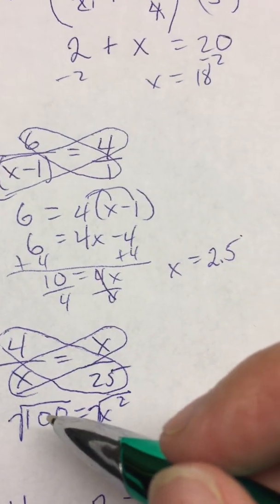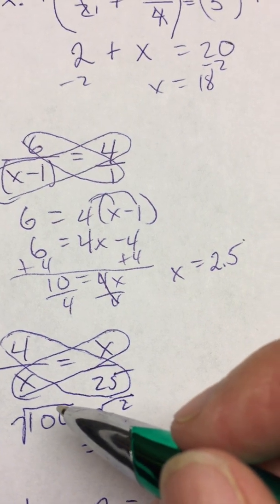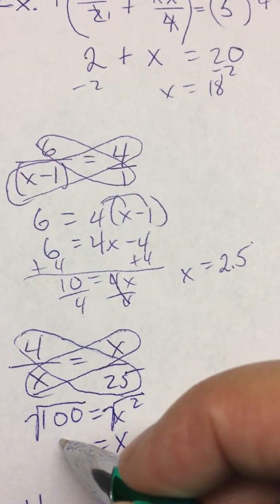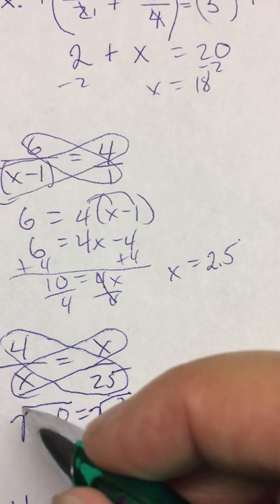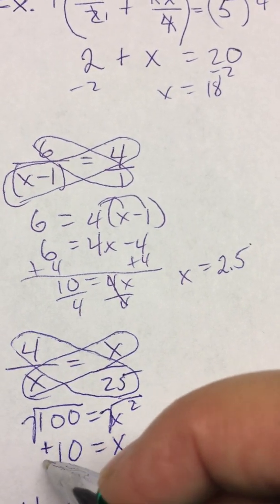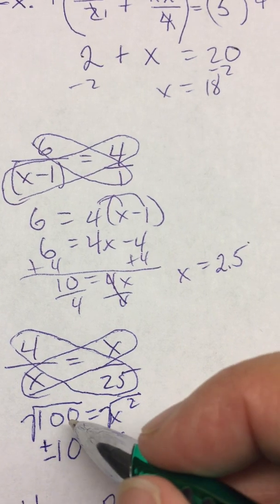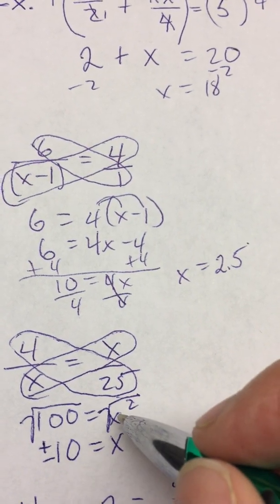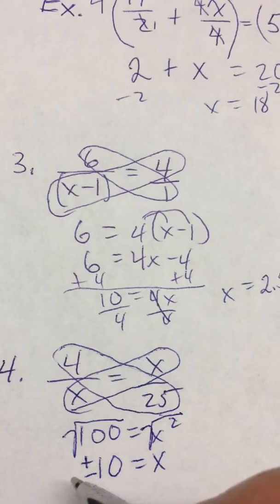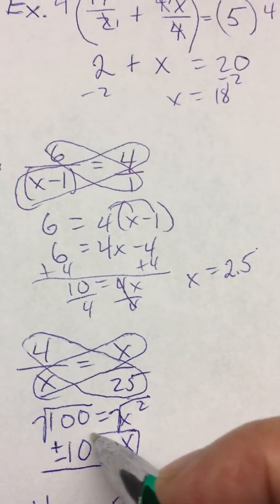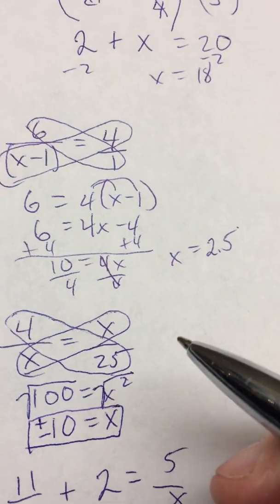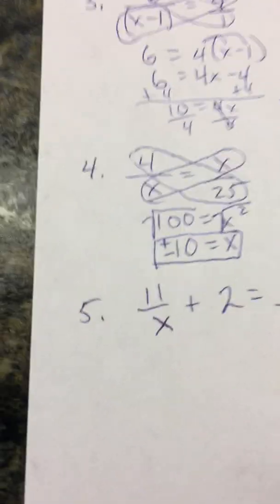Now, square root of 100. What number times itself equals 100? And of course, you're going to tell me that's 10. But remember, if we're solving and we put the square root around it, that means I want the plus and minus answer, because x could have been a positive 10. 10 times 10 is 100, or x could have been a negative 10. Negative 10 times negative 10 is also 100. So x is plus or minus 10. Both numbers will work. All right, so that was number 4.